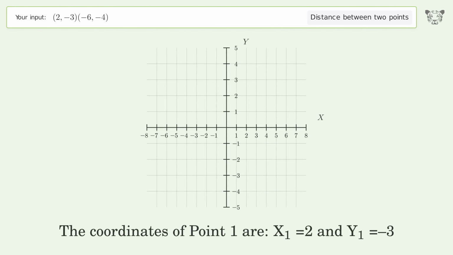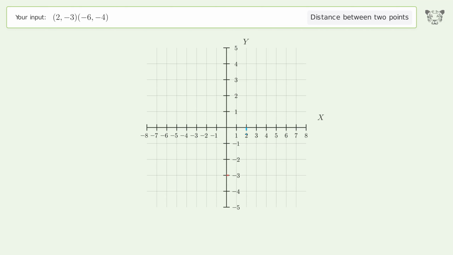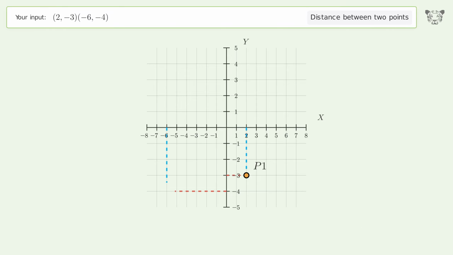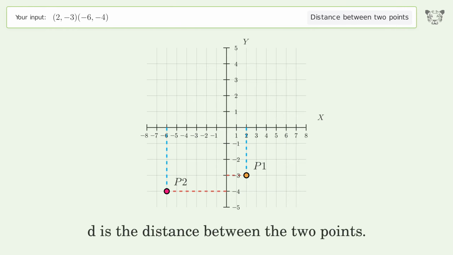The coordinates of point 1 are x1 equals 2 and y1 equals -3. The coordinates of point 2 are x2 equals -6 and y2 equals -4. D is the distance between the 2 points.